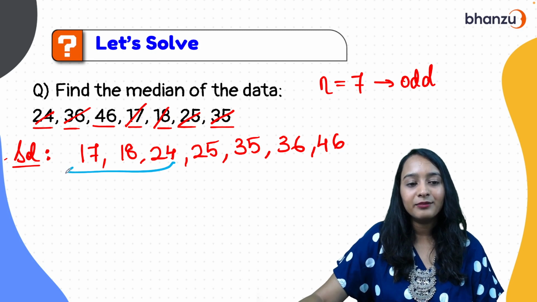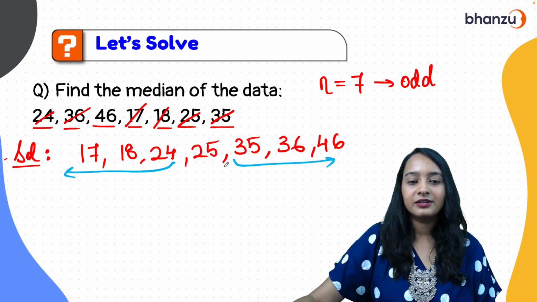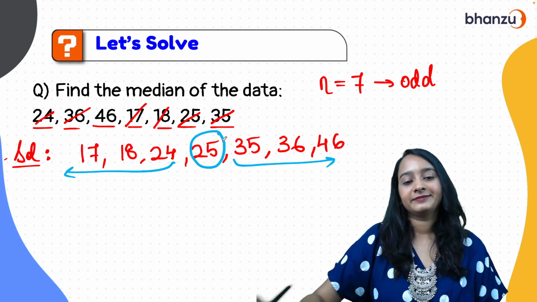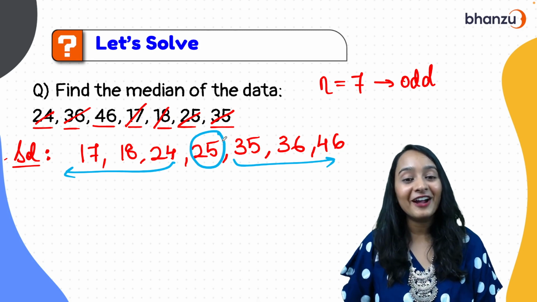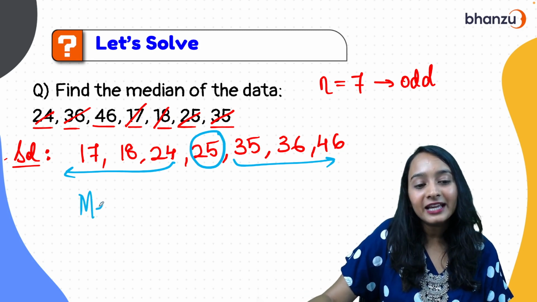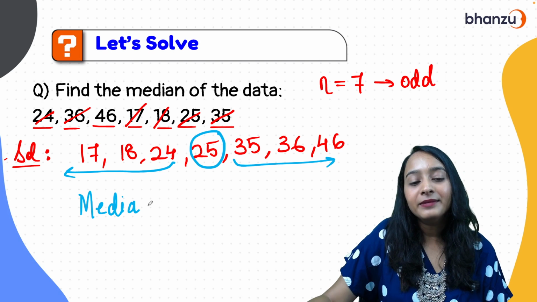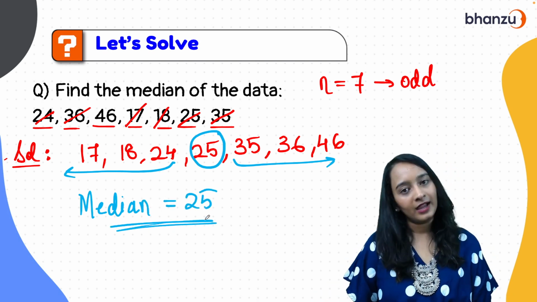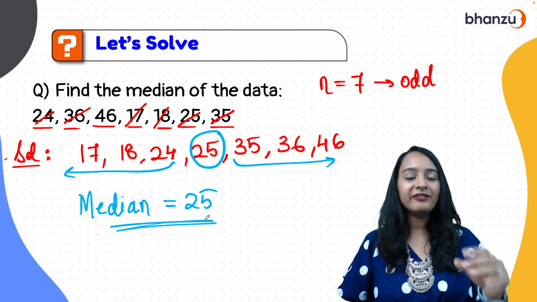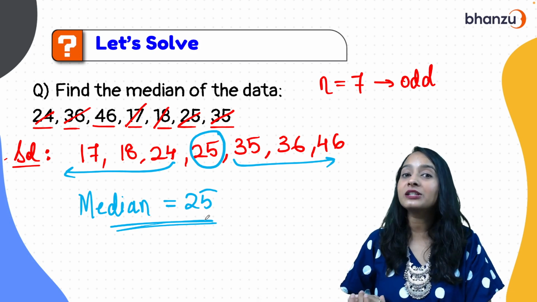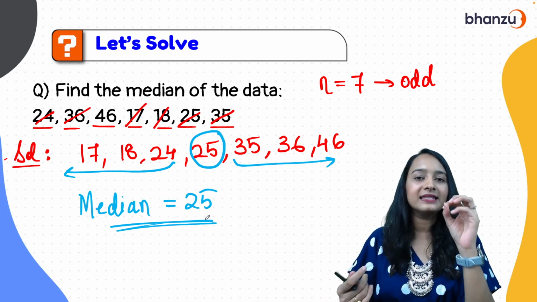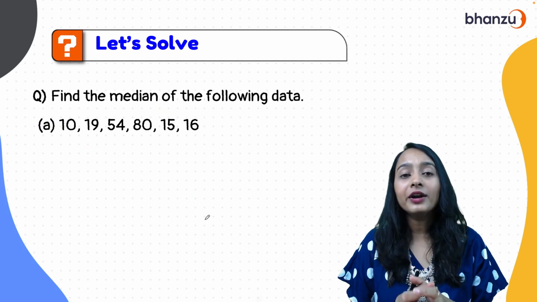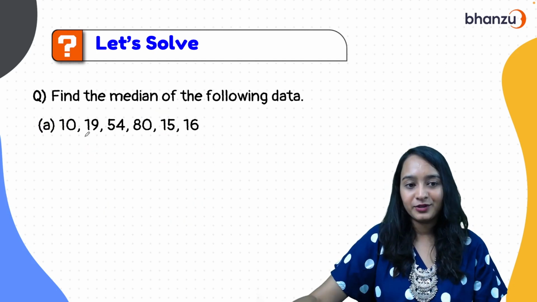So, you leave 3 numbers here. You leave 3 numbers here. You are getting 25. So, what is the median of the data here? The median of the data is 25. Understood? So this is easy when you have an odd number of observations, so you can easily find one single value for it. Now what if we have an even number of observations?